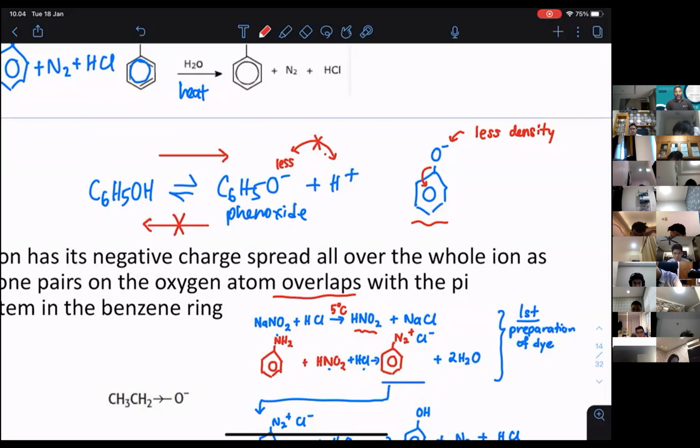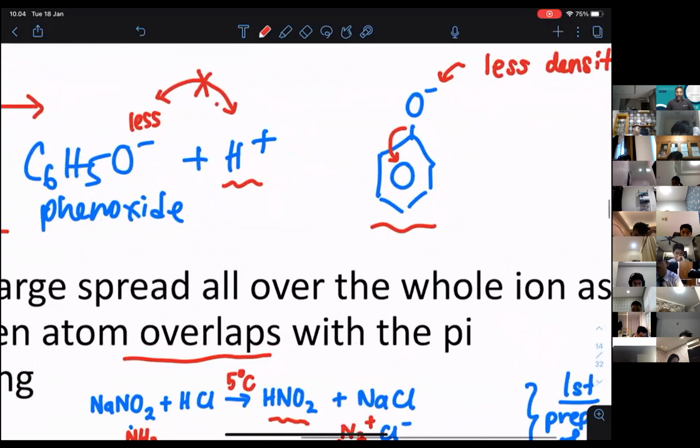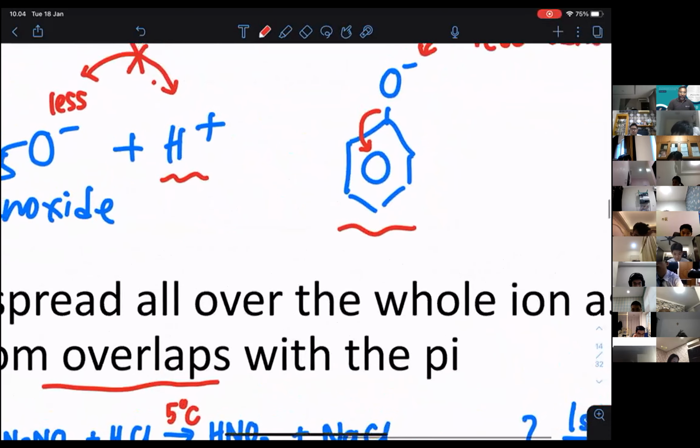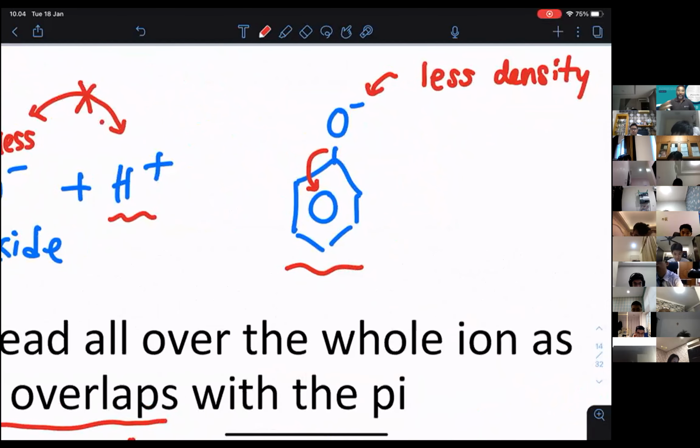In that case, if you have a forward reaction, you are forming more H plus. If you are forming more H plus, it means it is going to be a stronger weak acid, because it gives you a higher concentration of H plus. That is one of the explanations. Another explanation is that if the phenoxide ion donates the electron, overlapping with the pi bonding system, this ion is going to be stable.